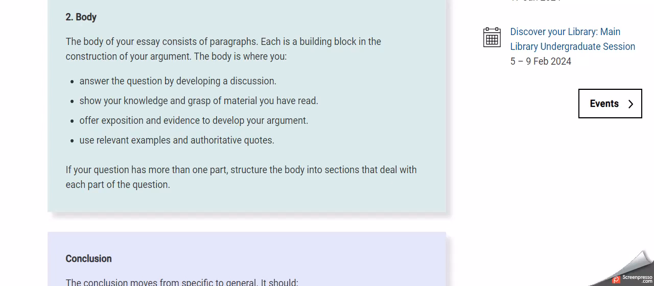If your question has more than one part, structure the body into sections that deal with each part of the question, okay? You will have as many paragraphs as is required, okay? Depending on the topic that you are writing about.